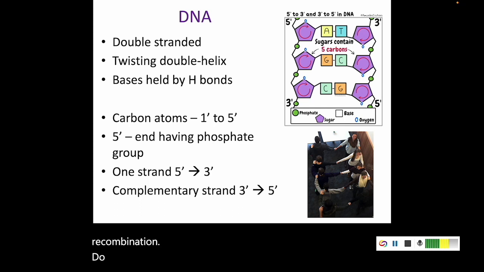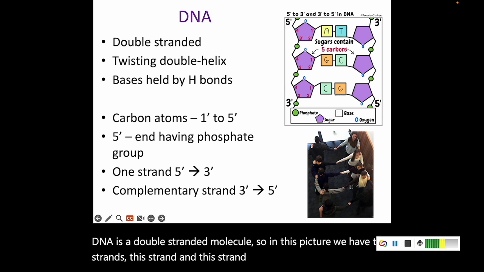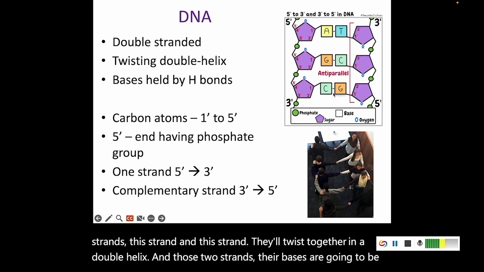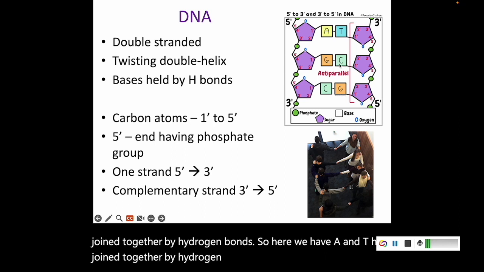DNA is a double-stranded molecule. So in this picture, we have two strands, this strand and this strand. They will twist together in a double helix. And those two strands, their bases are going to be joined together by hydrogen bonds. So we have A and T here, joined together by a hydrogen bond. G and C held together by a hydrogen bond.